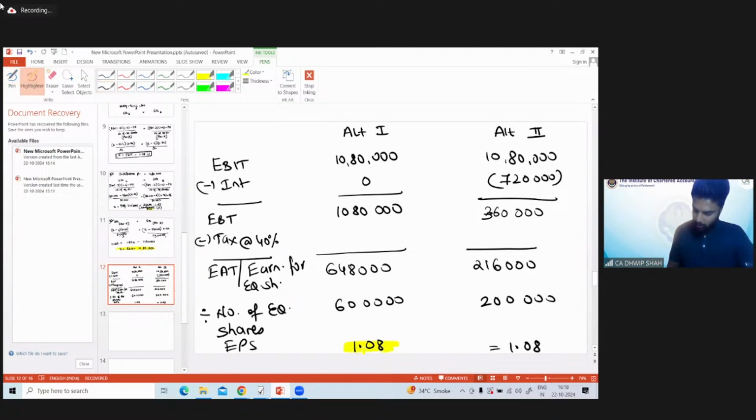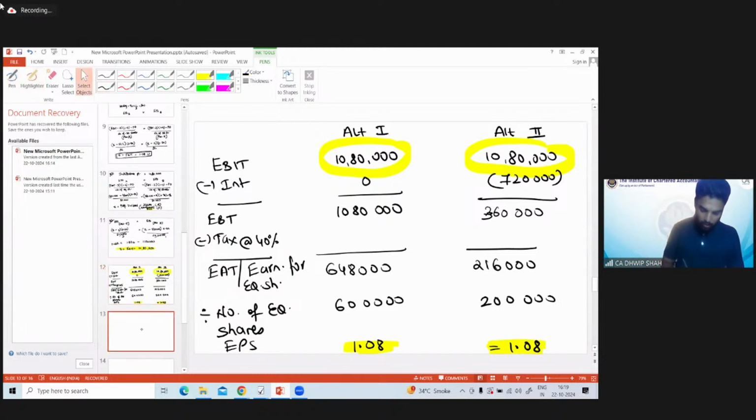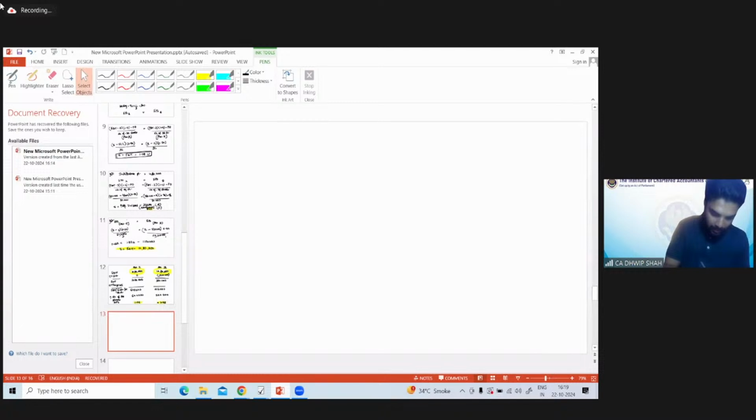Understood the concept of indifference point? It is at what level of EBIT? How much should be the company's EBIT where EPS is the same? Now, to understand the next concept, I would want you all to calculate EPS.